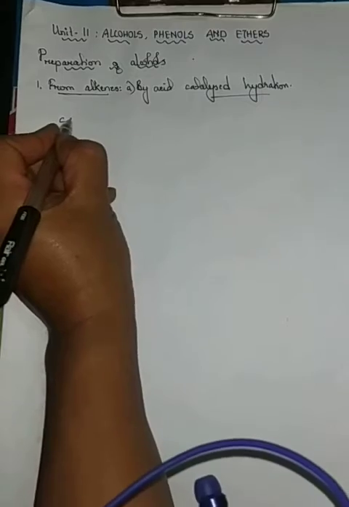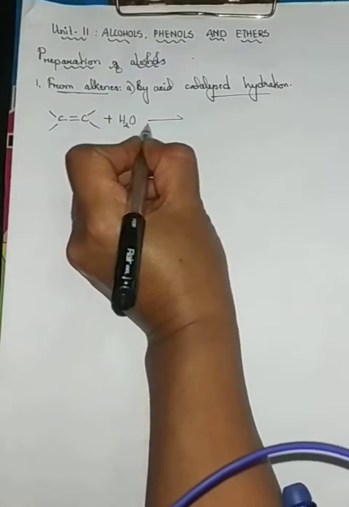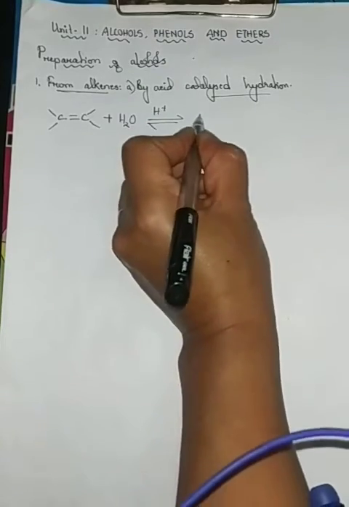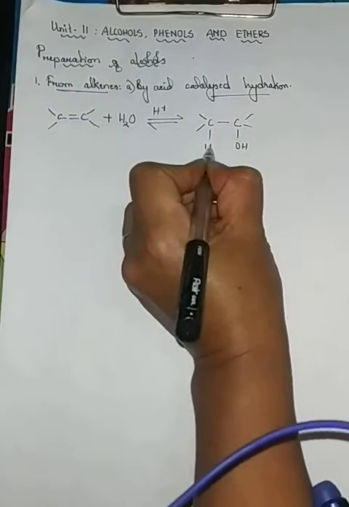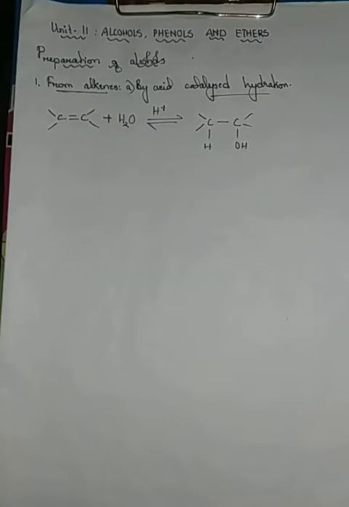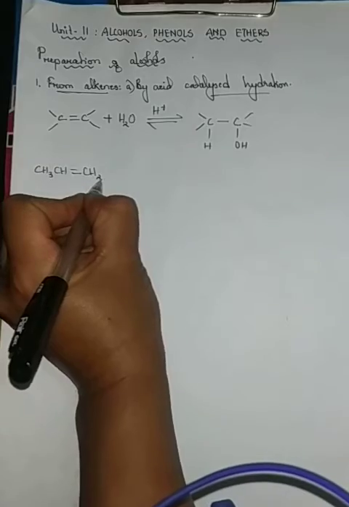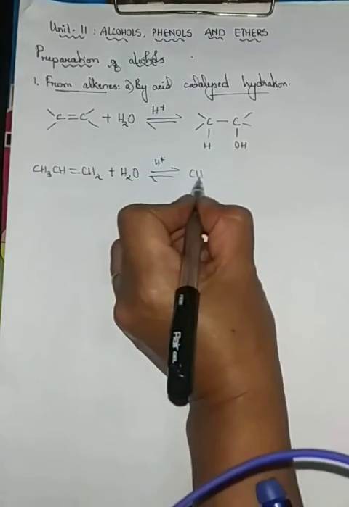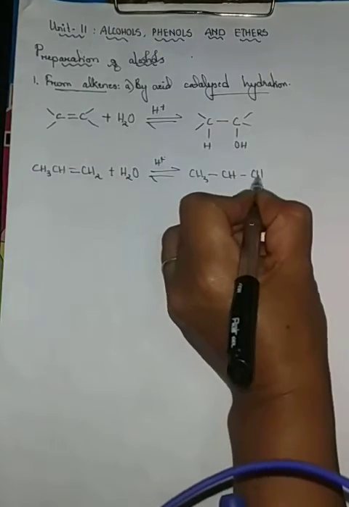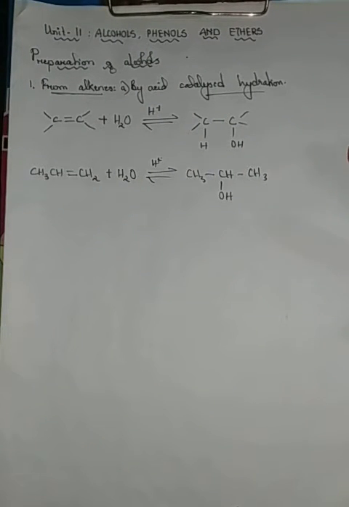From the definition we have here alkenes. Let's take any alkene. General formula: alkenes react with water in the presence of an acid as catalyst to give us alcohols. This is the general reaction. Now, for example, we have here CH3CH=CH2 plus H2O. It is catalyzed by an acid to give us CH3CH(OH)CH3. Now this is the preparation of alcohols from alkenes.